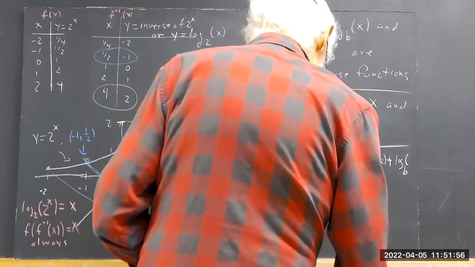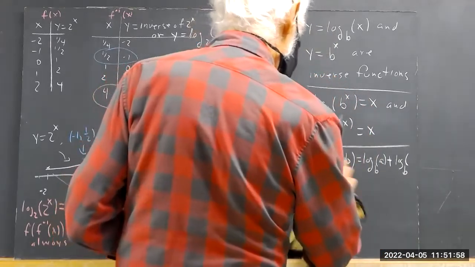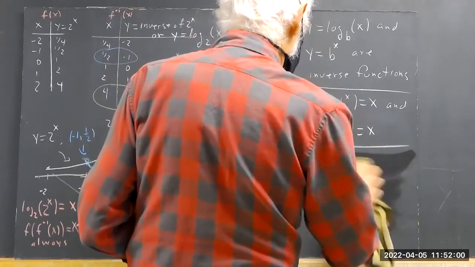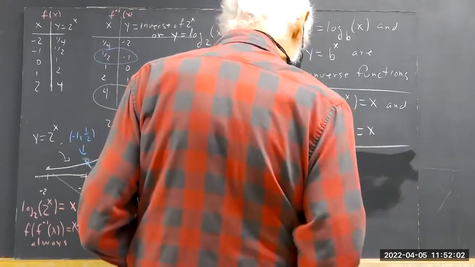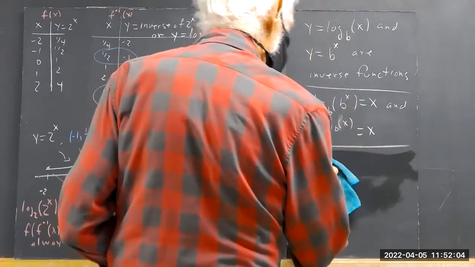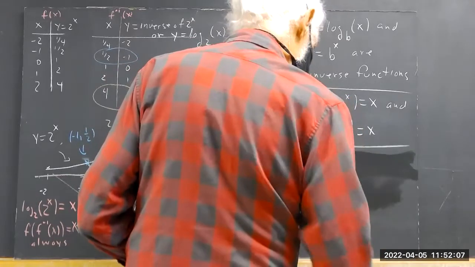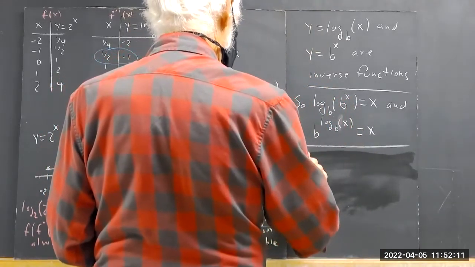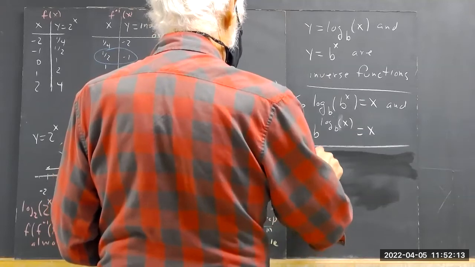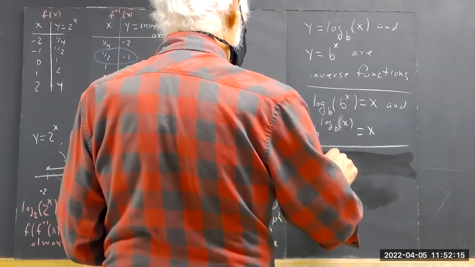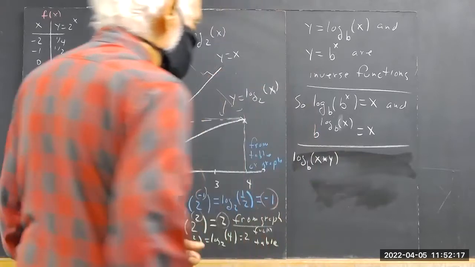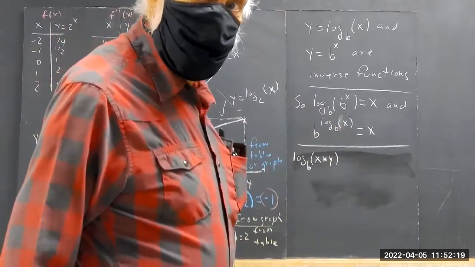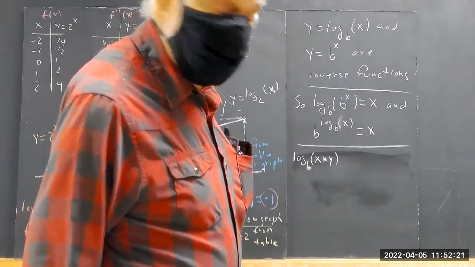I shouldn't use A and B like that. I'm using B for the base and B for one of the numbers, which is really not what we want to do. So I'm going to use log base b of x times y, where x and y could be any numbers. Okay.